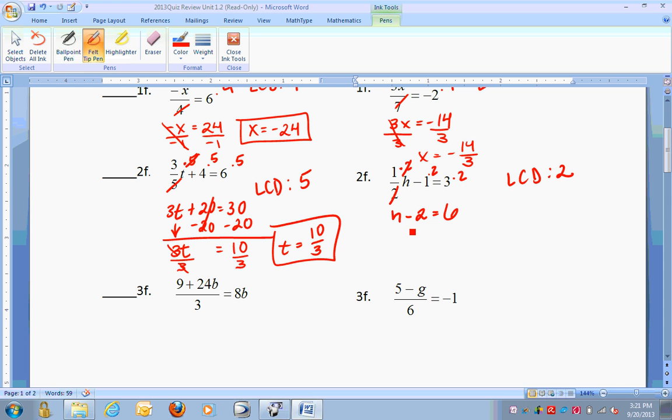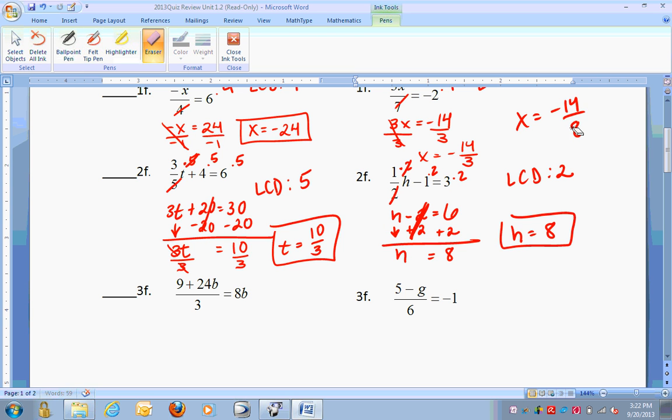Then I need to get the h by itself, so I'm going to add 2 on both sides to create a 0 pair right there. I bring down my h, and 6 plus 2 is 8. So my answer is h equals 8 to this problem. Sorry, and the answer to problem number 1 was negative 14 over 3.